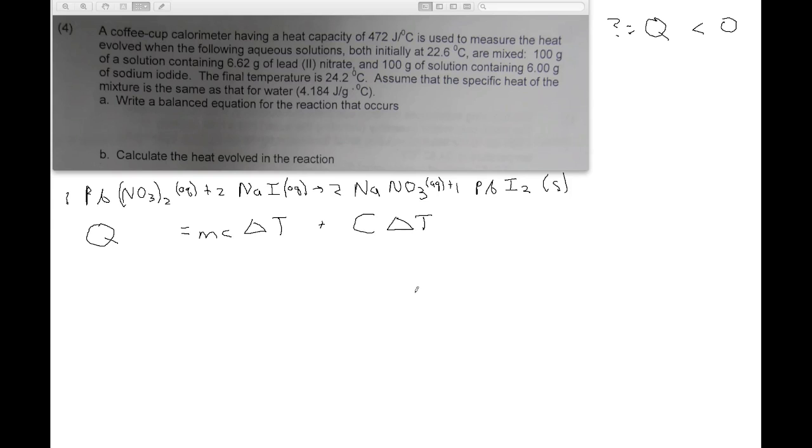So Q is equal to 200 times 4.184 times delta T, which is 24.2 minus 22.6, plus 472 times 24.2 minus 22.6.